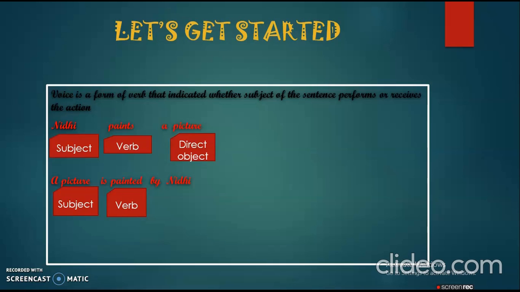Now, this is an active voice. How do I change it into passive voice? I make it: picture is painted by Nidhi. So here the object is performing the action and the subject is receiving the action in the second sentence. And in the first sentence, the subject is performing the action and the object is receiving the action, right?